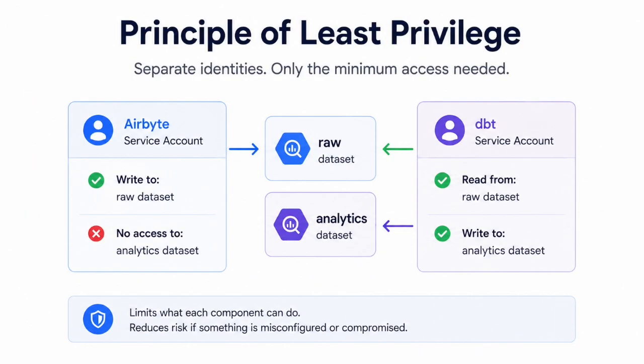The second concept is principle of least privilege. So each element has its own identity and only the permissions it needs to perform the job that it should do. So the Airbyte service account would have permission to write to the raw data set, but it would not be able to touch the analytics data set. dbt would have permission to read from the raw data set and write to the analytics data set, but it could not modify the raw source data. Separating these identities limits what can go wrong if one of them is compromised or misconfigured in any way.